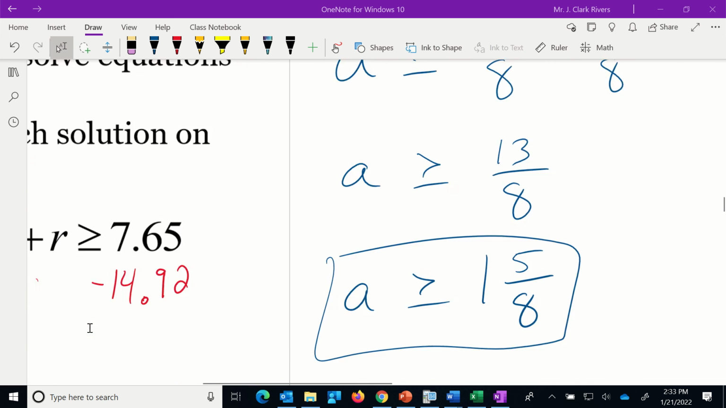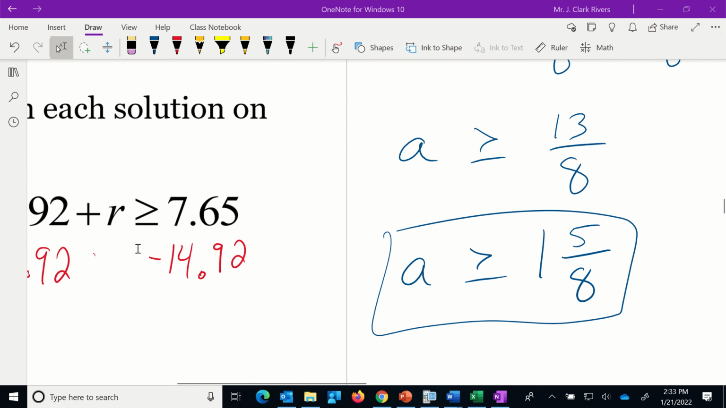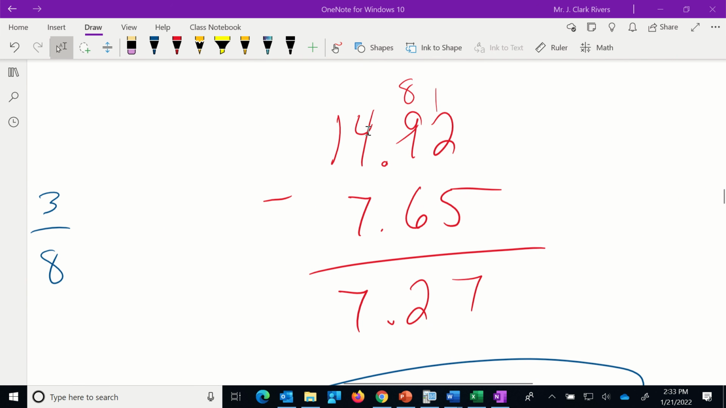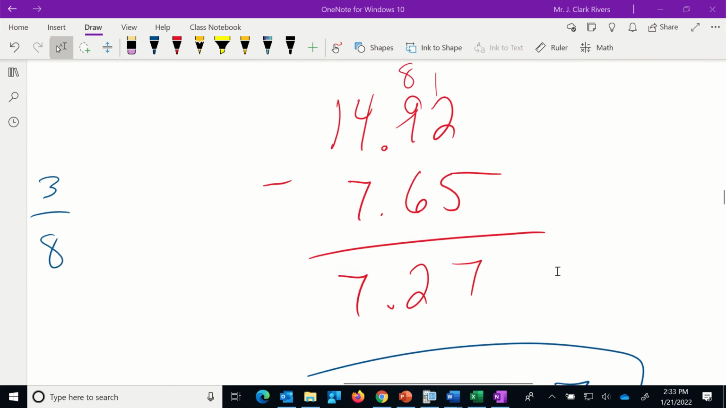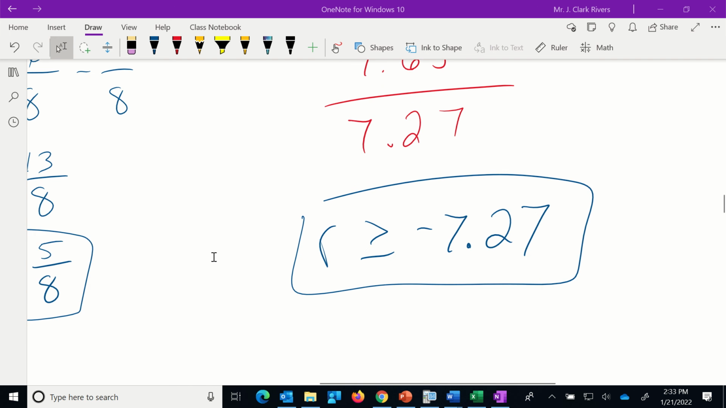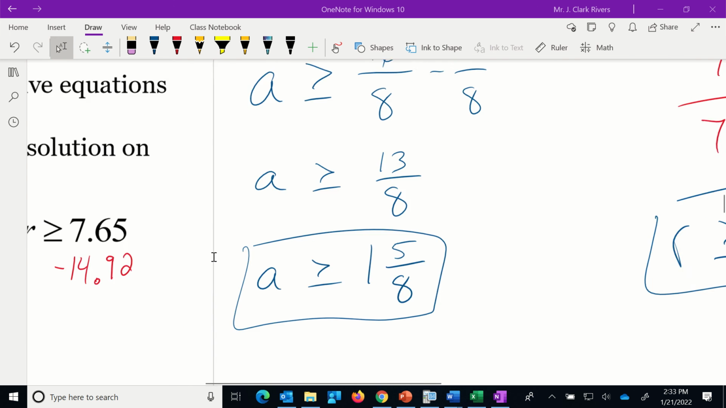Oh, by the way, I should add, is this going to be positive or negative when we subtract 14.92? It's negative, right? So I'm going to flip it around, like we talked about earlier, so I get a positive difference. That's positive 14.92 minus 7.65, giving us 7.27. This is exactly the opposite of what we want, so we change the sign to negative. So r is greater than or equal to negative 7.27.